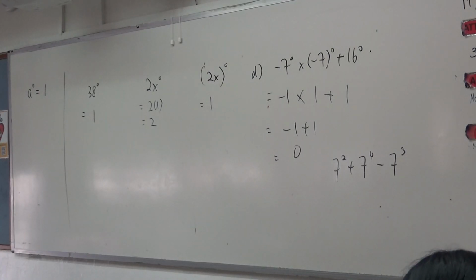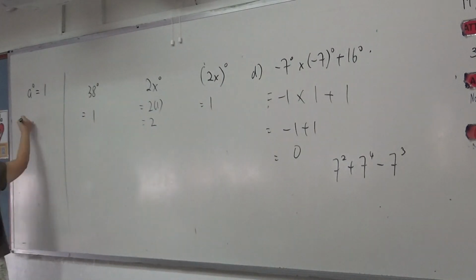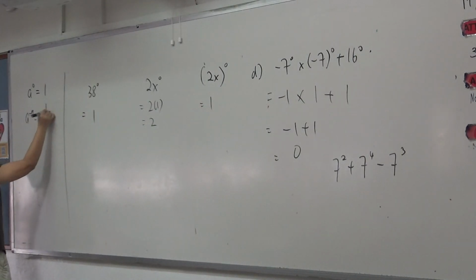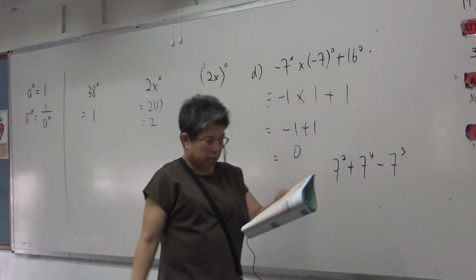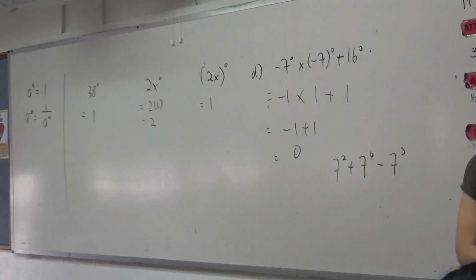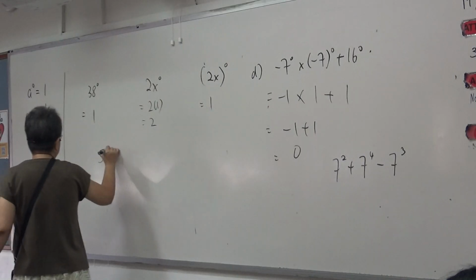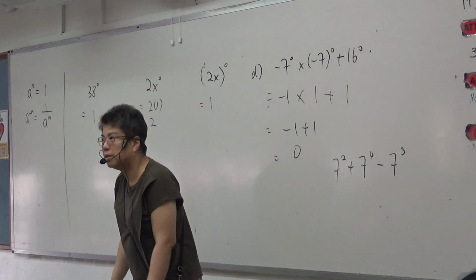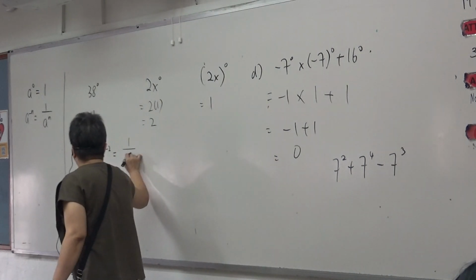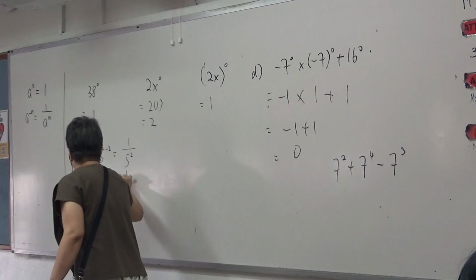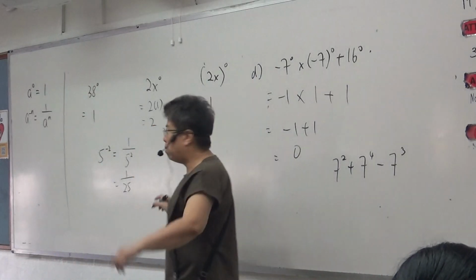Now next, I'm going on to negative index, which I have already said just now. A to the power of minus n is 1 over a to the n. Okay? What is the meaning here? Let me explain again. If I have 5 to the power of negative 2, what is it? 1 over what? 5 to the power of 2, right? Which means this is what? 1 over what? 25.